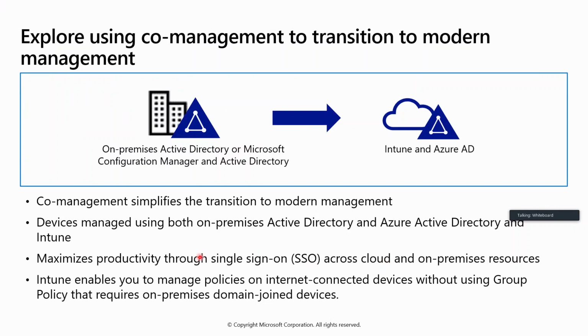So they mentioned there, co-management simplifies the transition to modern management. In other words, you are managing your devices by still using the things you are familiar with, the on-premises side of things, but then also you start managing things using cloud-based resources. So your Azure Active Directory along with your Intune. You've got single sign-on across your cloud, across your on-premise resources. With your Intune, you manage policies on internet-connected devices without using group policy.